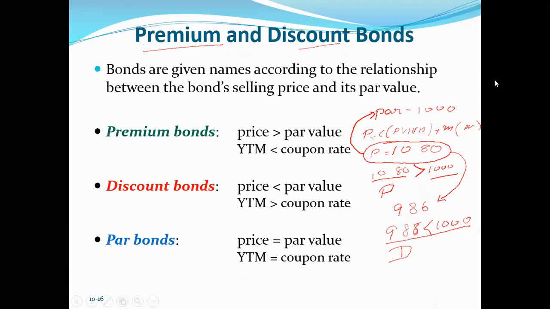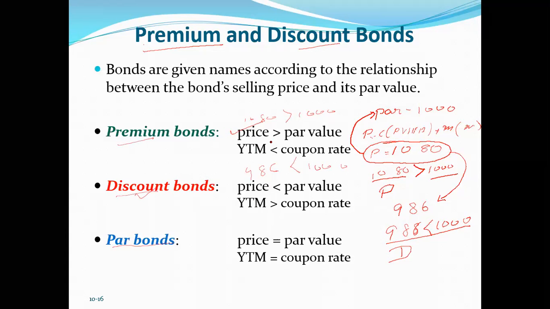Are you able to understand? Look at this particular equation. Premium bonds are bonds when the price is greater than par value. So 1080 is greater than 1000 rupees. So in this case, we have a bond which is at a premium. On the other hand, 986 is less than 1000 rupees. In this case, the bond is at a discount. When price and par value are both the same, then we can say it is a par value bond. This is a discount bond, this is a premium bond, and this is a par value bond.